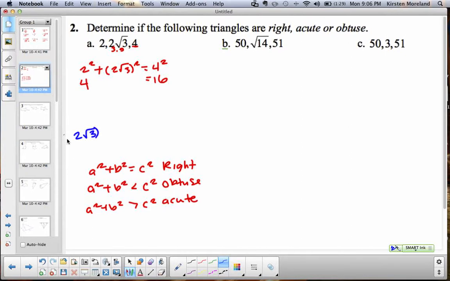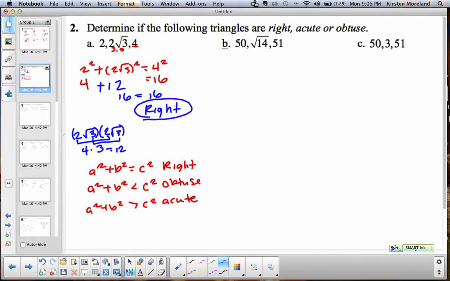2 square root of 3 squared is really the same thing as 2 square root of 3 times 2 square root of 3. Again, I multiply the outside numbers, which is 4, and the inside numbers, which is the square root of 9, which is really 3. So I get 12. So it's 4 plus 12 equals 16. If they're equal, remember it is a right triangle. Okay. Right, moving on to the second one.